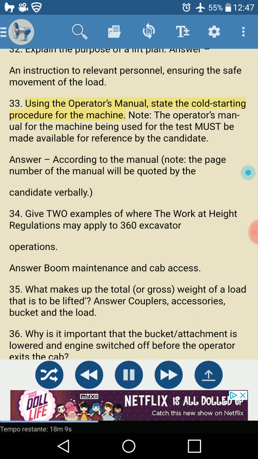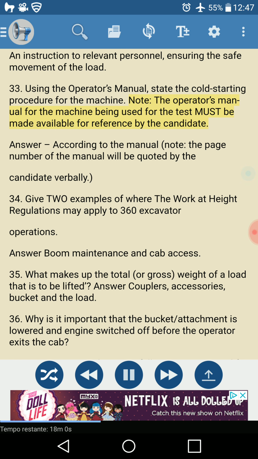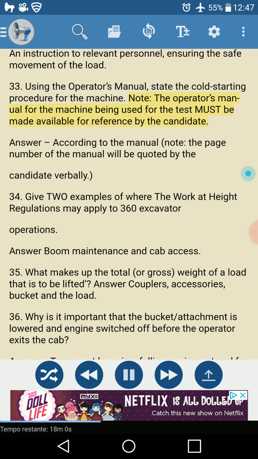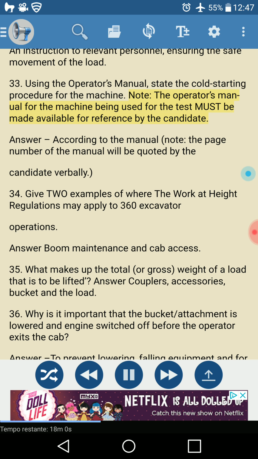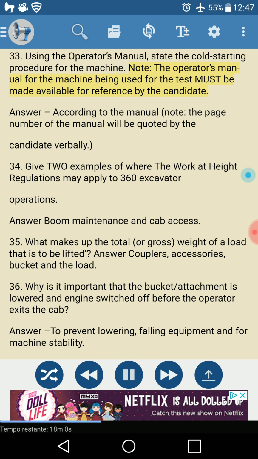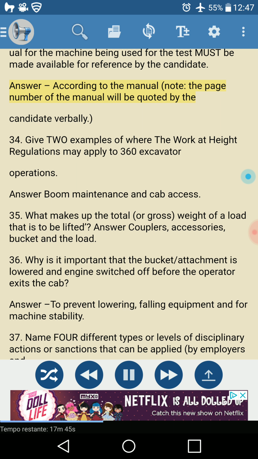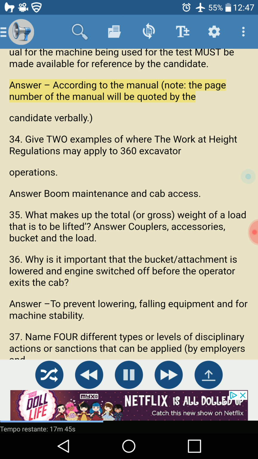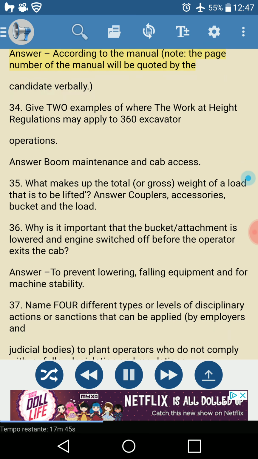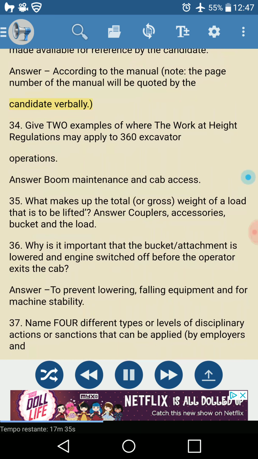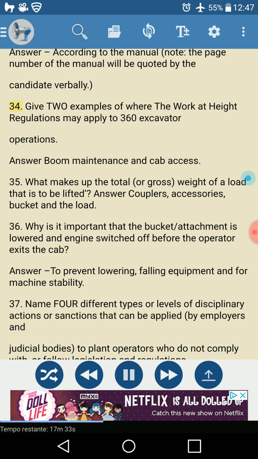33. Using the operator's manual, state the cold starting procedure for the machine. Note, the operator's manual for the machine being used for the test must be made available for reference by the candidate. Answer. According to the manual, note, the page number of the manual will be quoted by the candidate verbally.